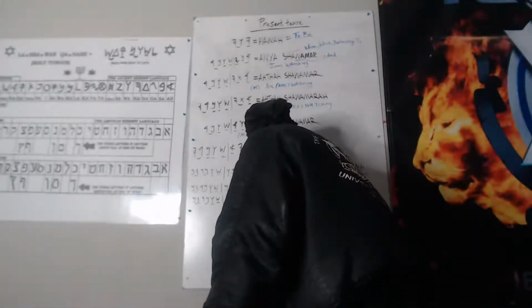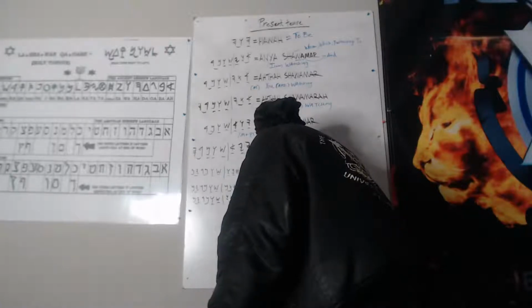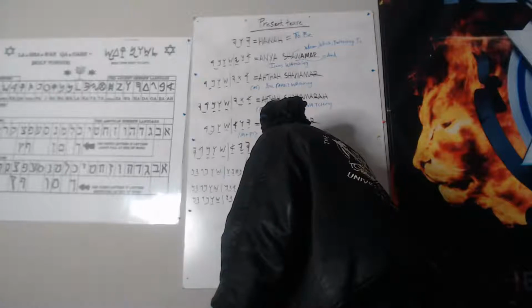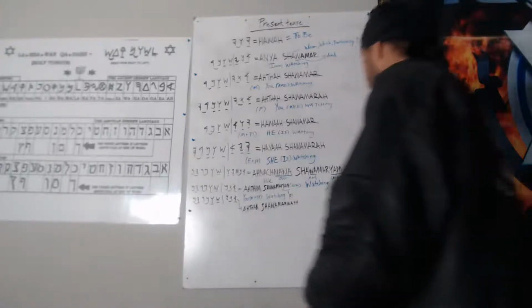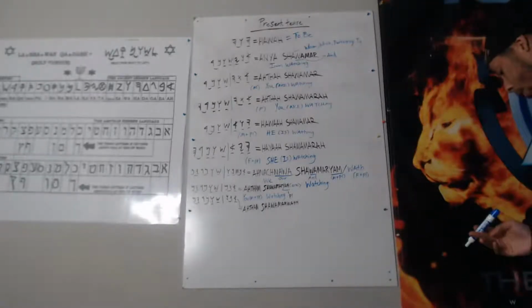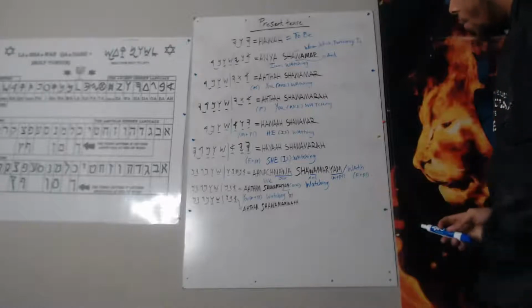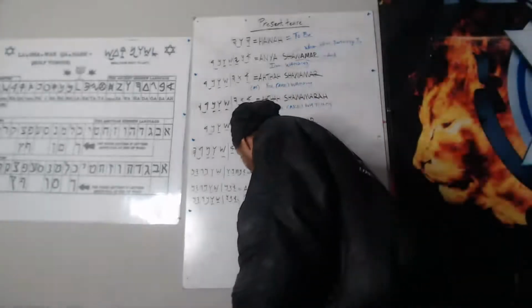All right, so shomrot. Boom, here we go. All right. So aten, of course, is you, but instead of it being masculine, it's going to be feminine. All right.